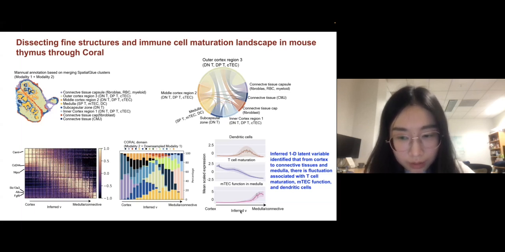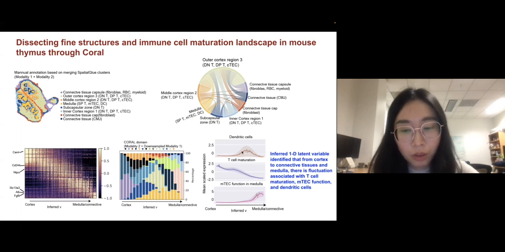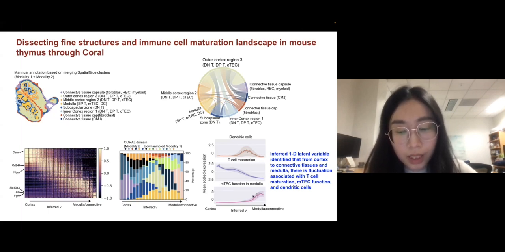And in the centers, we are also able to see the distribution of the dendritic cells, which exist mostly in the cortex region, in the middle region between the cortex and connective tissue. And we also see another specific cell type that only exists in the medulla, as you see highlighted in these regions.